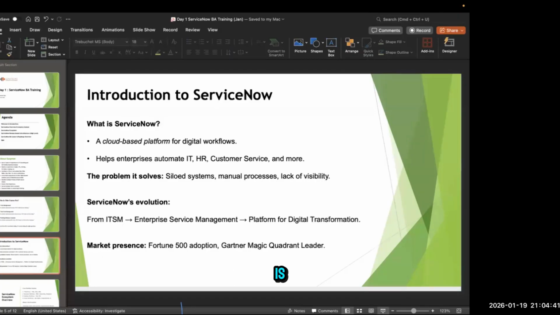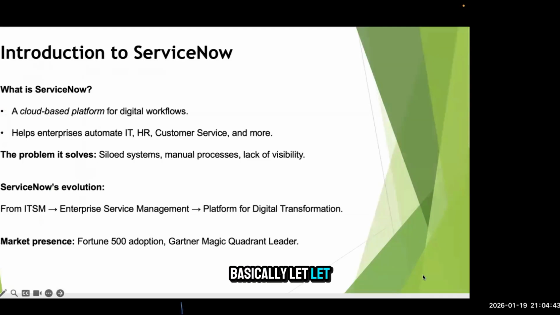ServiceNow is basically, let me start with not a typical definition. It's already written on the screen. I want to keep this entire training related to real life examples so you can understand better. In every company, employees raise requests: my laptop is not working, or a new employee is joining, or I need a password reset, I have an issue in my payroll, I need access to a certain SharePoint or a certain meeting.